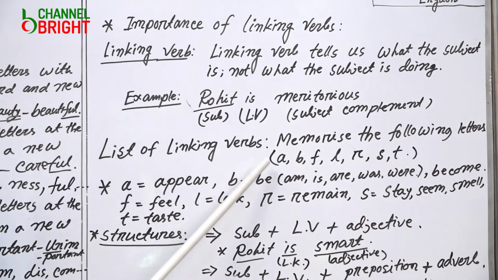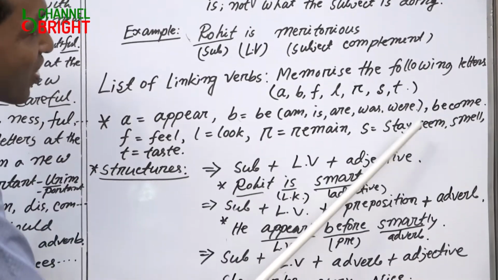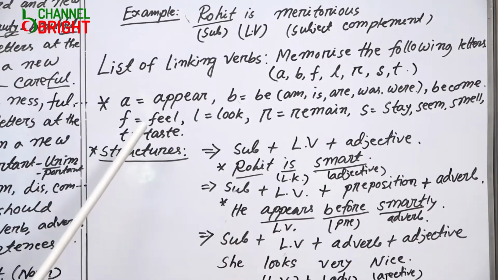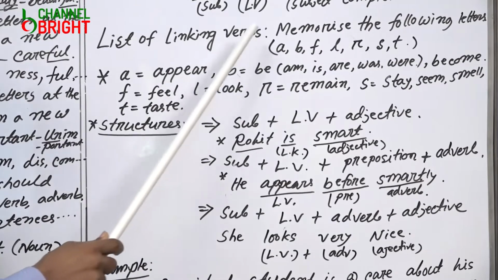So A means appear, B means be or become, becomes, A means was, were. B means become, F means feel, L means look, R means remain, S means stay, same, and S means T means taste. These are the list of linking verbs.